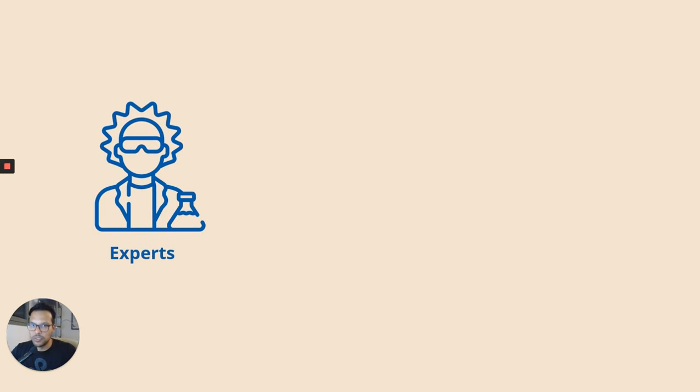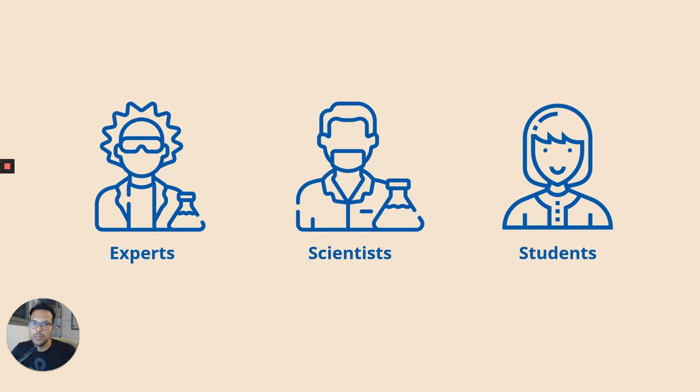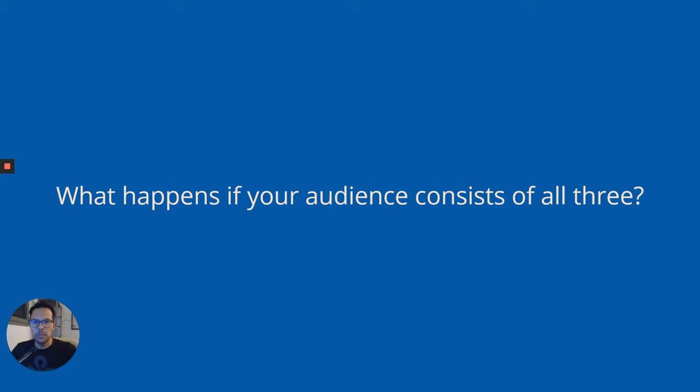Imagine that you're going to give a presentation. It can be that the people attending there are all experts in your field. There's also the possibility that your audience will be composed of scientists of other fields. Or maybe it could be students, or maybe just the general public. And you have to consider your design for each case, of course. But what happens if your audience consists of all three?